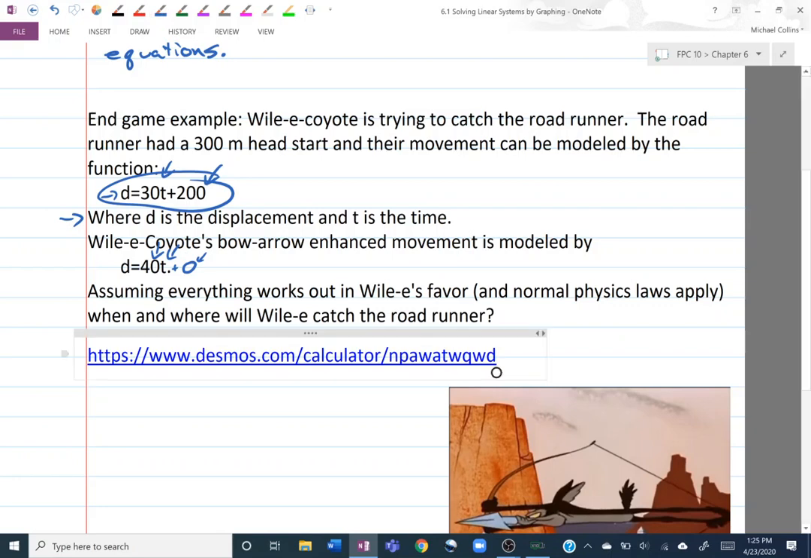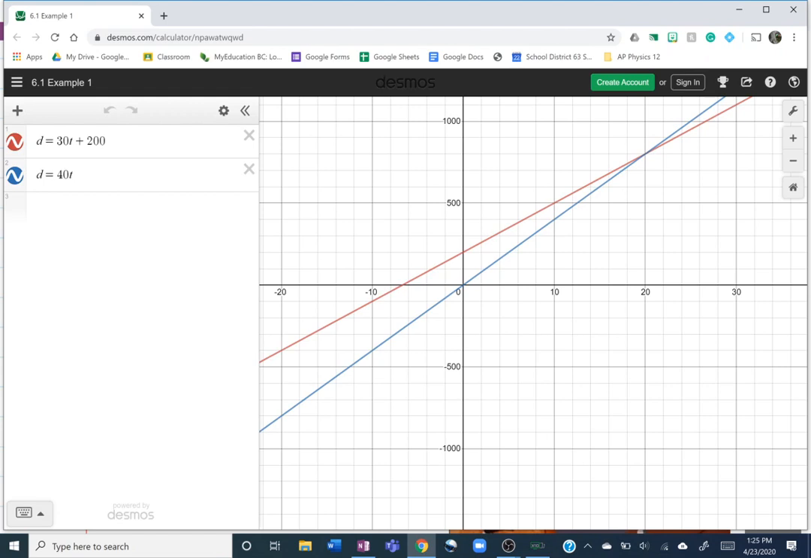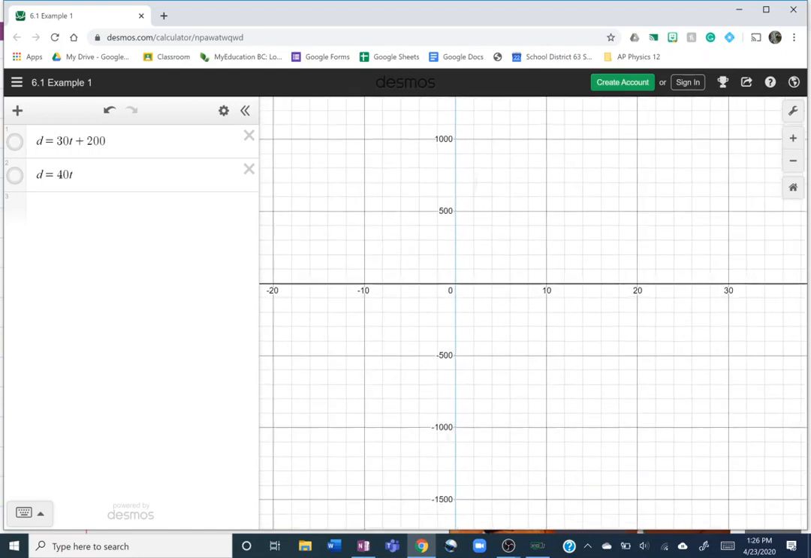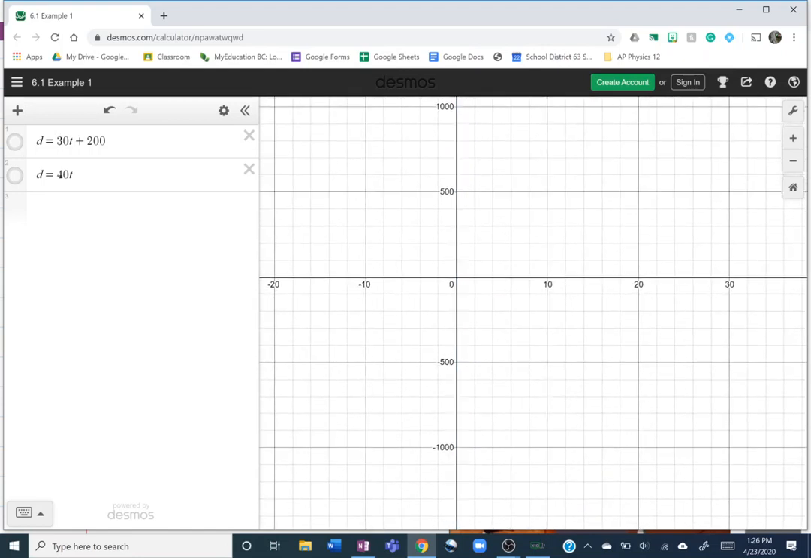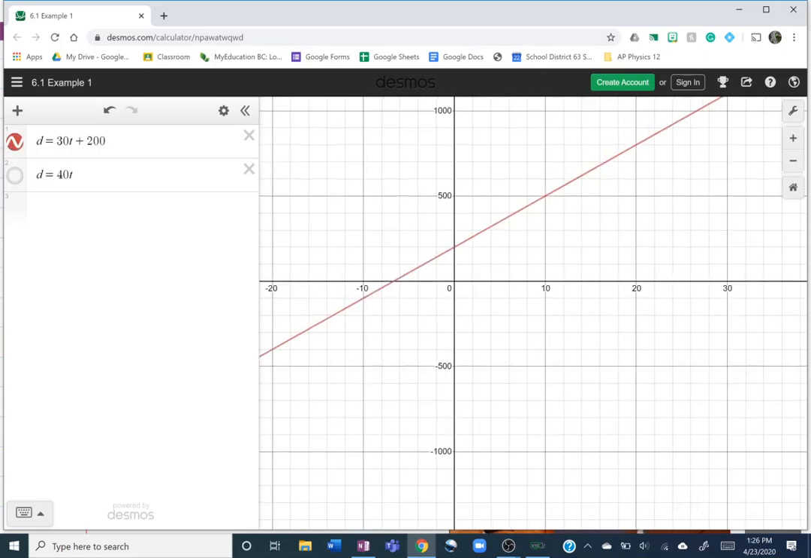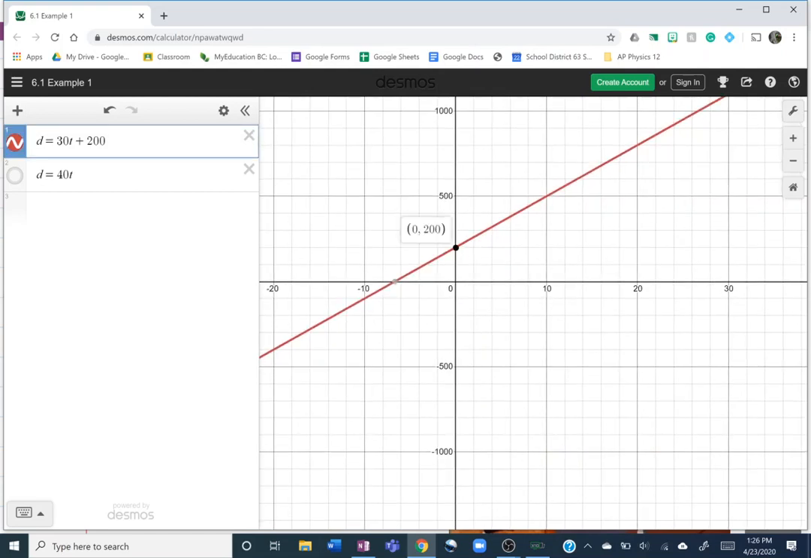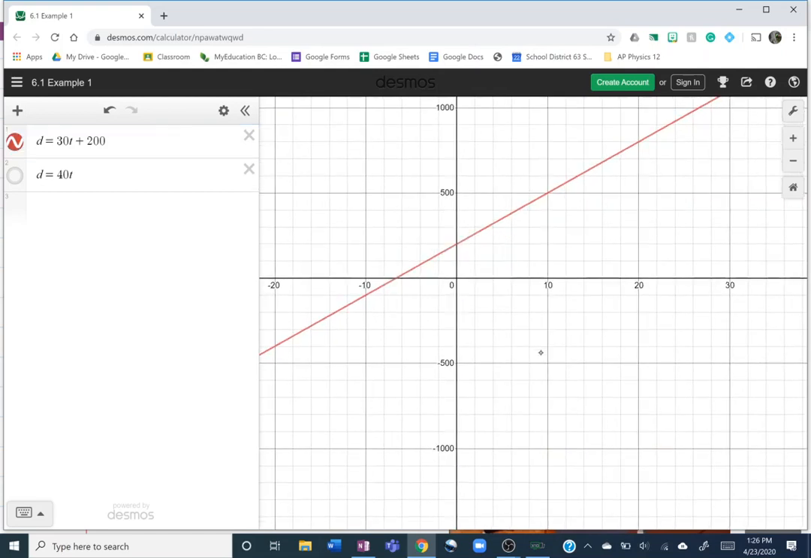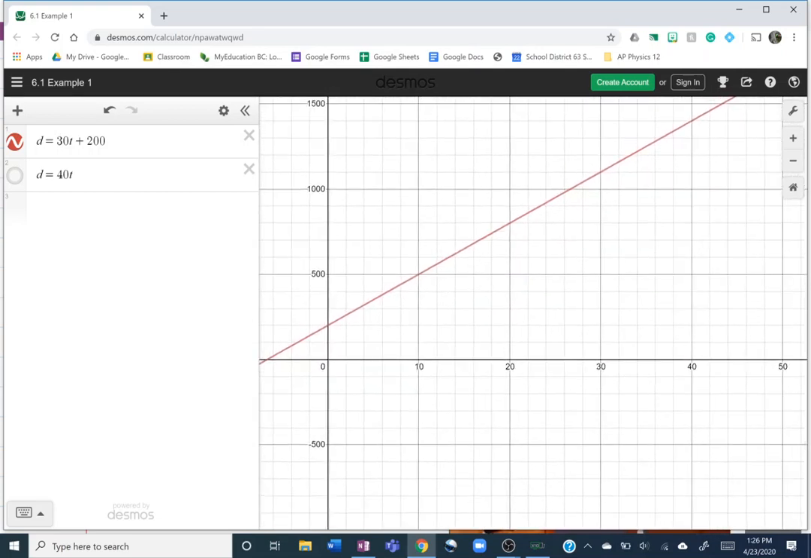I went ahead and plugged it in Desmos, and we're going to see if this works. So far, so good. I don't know why it's opening 4 tabs, but let's see, 6.1 example 1. We're off to a great start. And if it loads, I'm going to turn those off for a second. And what I've done is I've played with the axes a little bit, so things are going to show up. And I've typed these in already. So d is equal to 30t plus 200, and this is the Roadrunner. Notice how at time is equal to 0, the Roadrunner's got that head start that we talked about. And then it just goes farther and farther away.